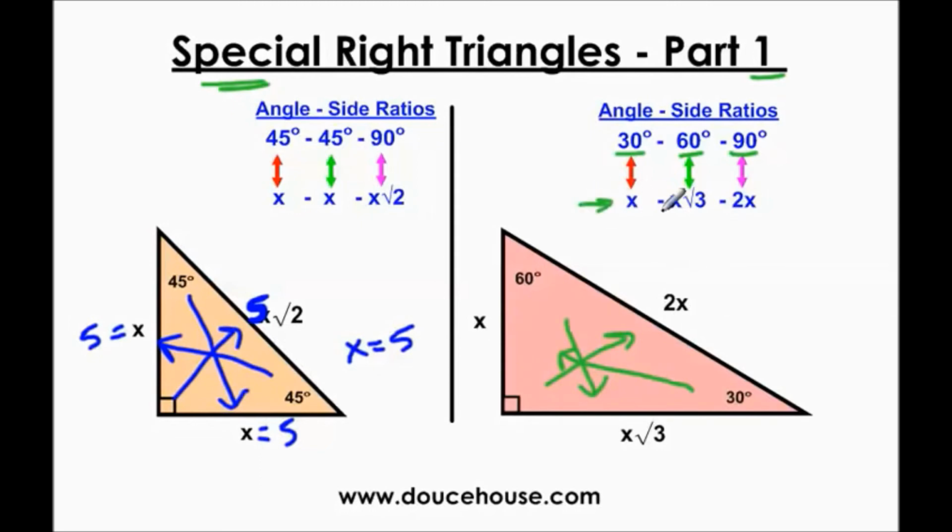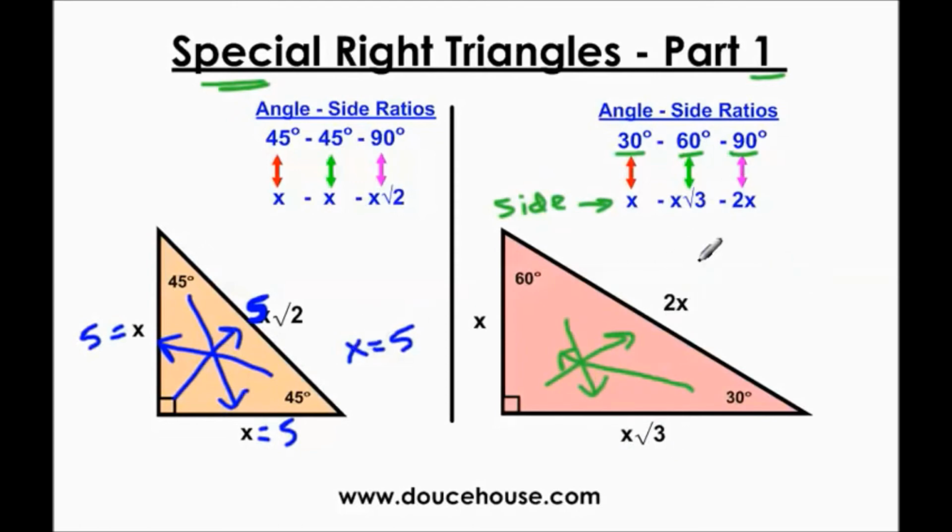And don't get confused here. These are just the side lengths opposite these angle measures. So every time we see a 30-degree angle, opposite the 30-degree angle, we want to label an x. Opposite the 60-degree angle, we want to label an x square root 3. Opposite the 90-degree angle, we're going to label a 2x.